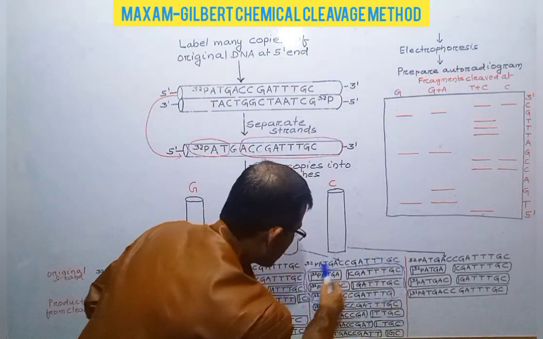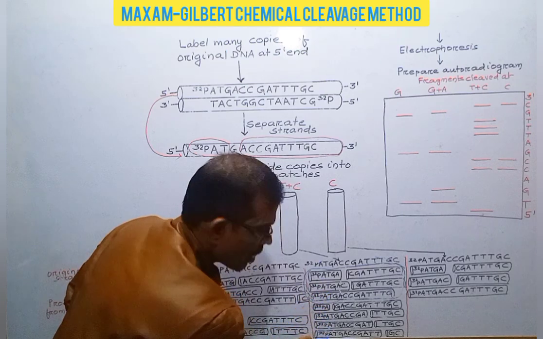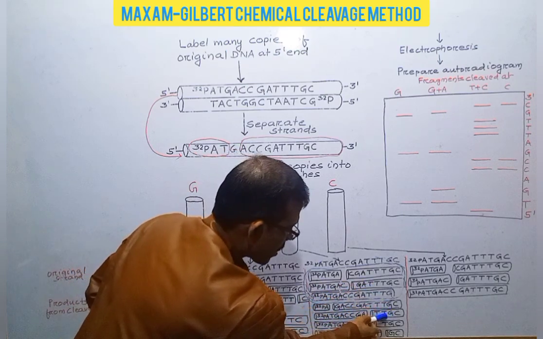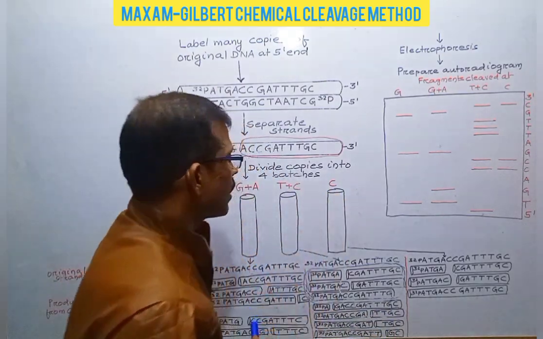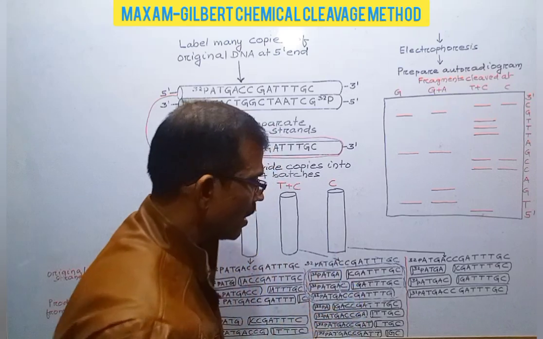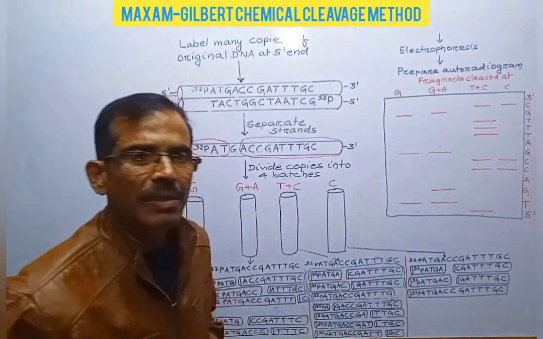In this set of fragments also, the left side fragments are all radiolabeled and the right side fragments are unlabeled. Finally, in batch 4, cleavage at cytosine gives 3 labeled and 2 unlabeled fragments.